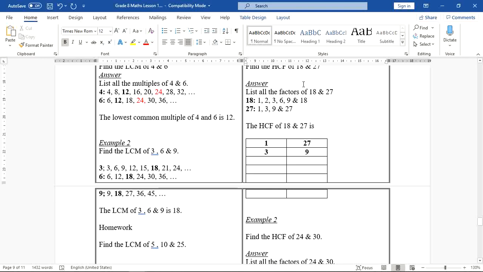But these are not the highest. What about 3 and 3? Not the highest either. This list has 6, but not this one. So this one has a 9. Let me bold it. I'm going to make it red. And this one also has a 9. And those are the highest.